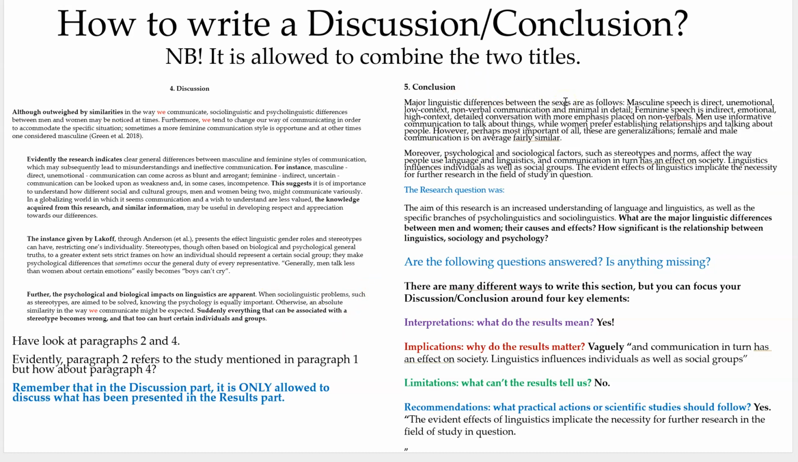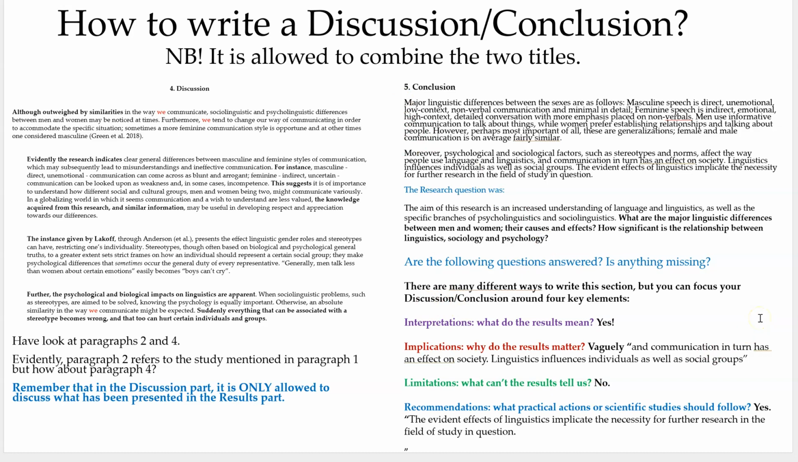If we have a conclusion, number 5, then you're allowed to write without referring to any sources, if you would like. You just draw a conclusion of it all. And the research question was, what are the major linguistic differences between men and women, their causes and effects? How significant is the relationship between linguistics, sociology, and psychology? Have a look at the conclusion again.